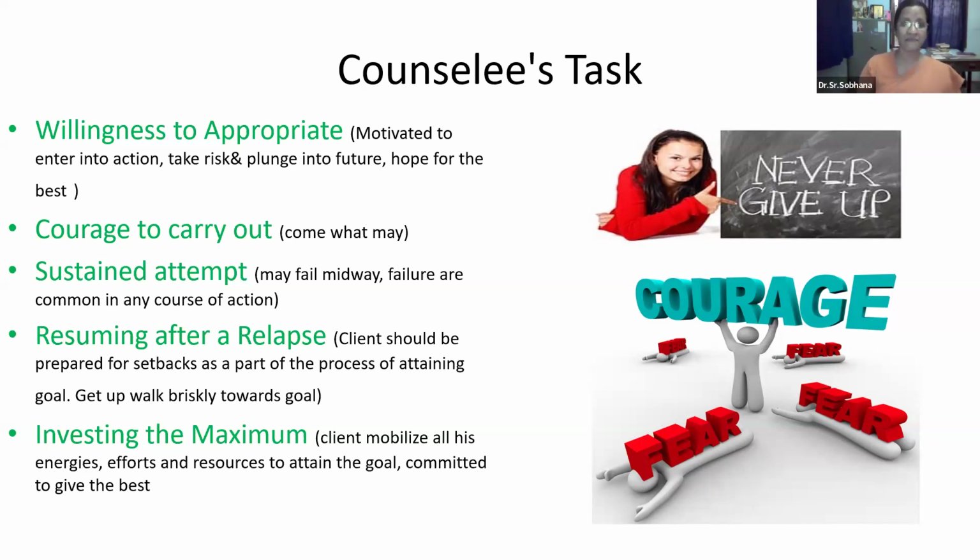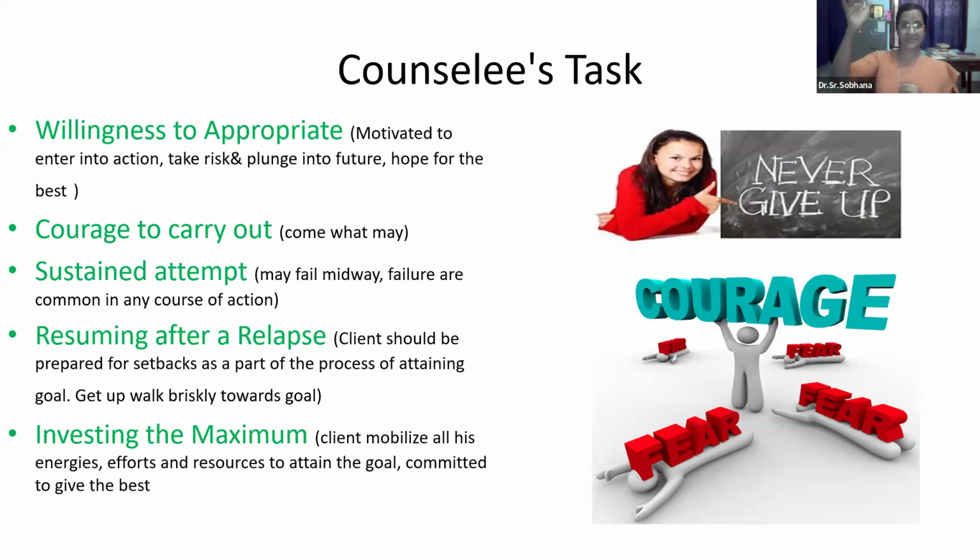Then resuming after a relapse. Clients should be prepared for setbacks as part of the process of attaining the goal. Quite often I have noticed that some clients stop halfway because they get exhausted. So we need to again encourage the client to resume after a relapse, after a period of time. Let's resume. You can encourage the client, or if it is a child, you can encourage the parents.